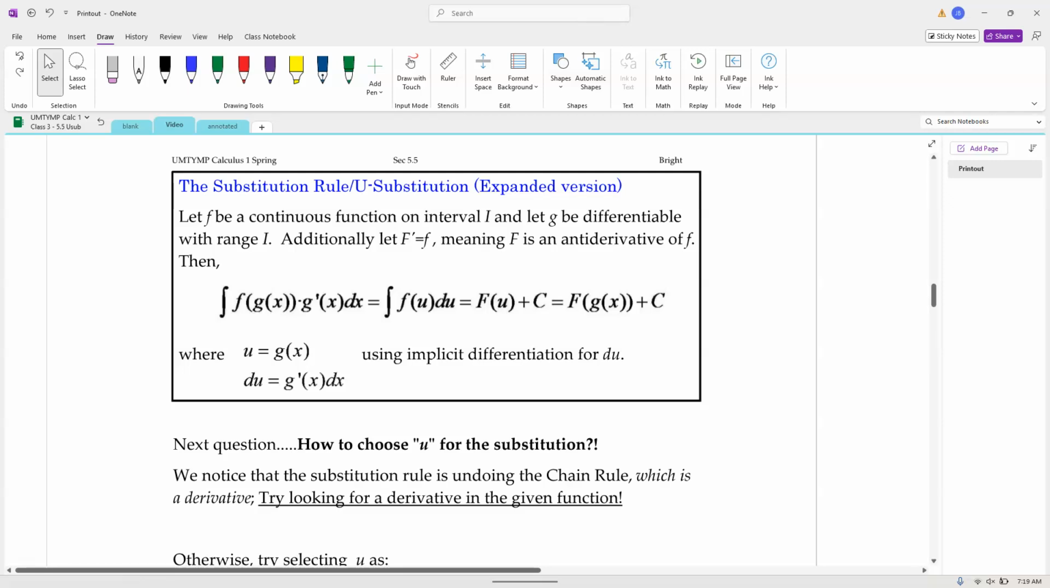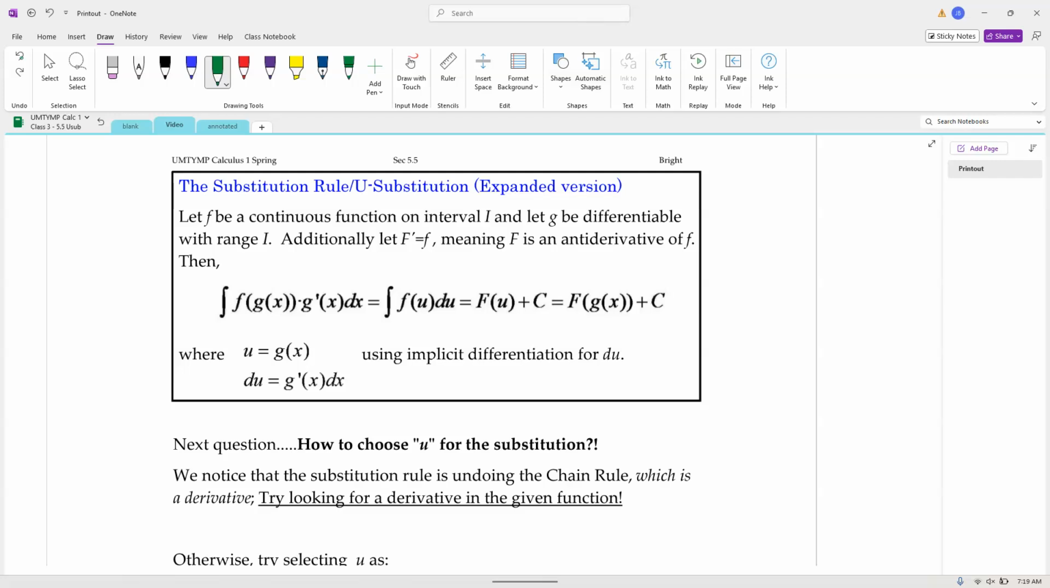Okay, and I'm probably going to refer to it as U substitution because, as you can see in the rule, there's a U used to help make the function's representation in the integrand a little bit cleaner. So we have to have a continuous function f, that's fine, on an interval I, which could be all real numbers, that's fine. And g is a differentiable function within that range.